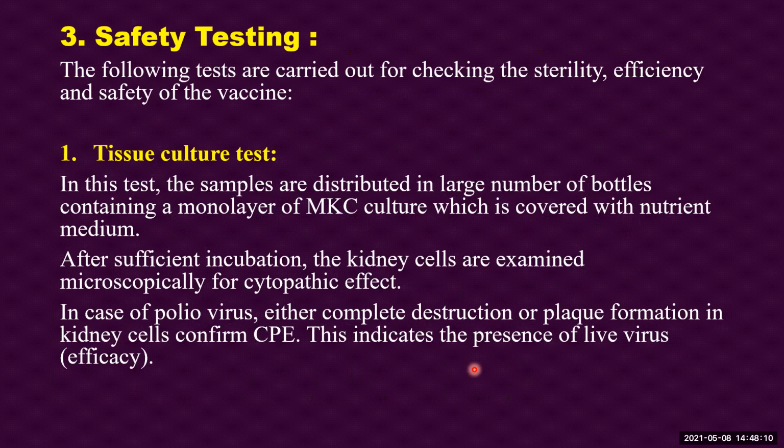Okay. After sufficient incubation, you examine the kidney cells under microscope for cytopathic effect. If poliovirus is living, if it has not been inactivated, either complete destruction of monkey kidney cell culture will take place or plaque formation will take place. Okay, and if plaque formation or destruction of MKC takes place, it indicates cytopathic effect, which indicates that virus is living. So it cannot be sent to market, right? So we have to send it back to the laboratory for inactivation of viruses. And in the tissue culture, if there is no growth, MKC is as it is even after incubation for a sufficient period, then the vaccine is safe to use.